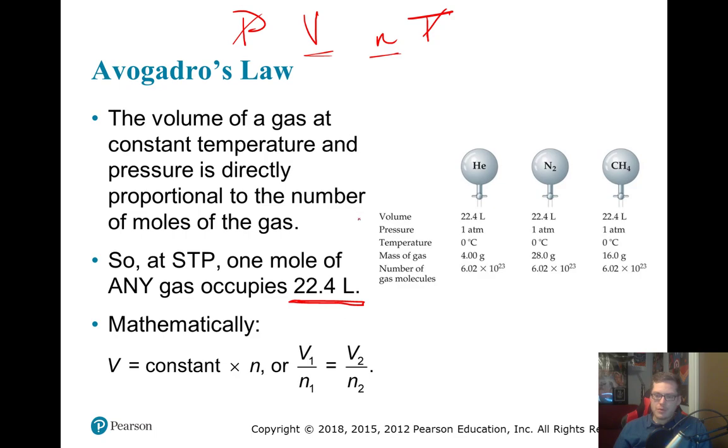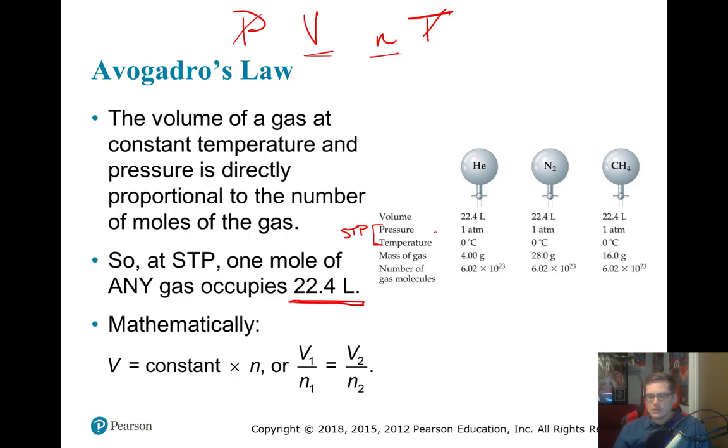Now remember, these are the values, and they're really nice that they label them out here. This is your STP, standard temperature and pressure. Standard pressure is 1 atmosphere. Standard temperature is 0 degrees Celsius, or 273 Kelvin, 273.15.